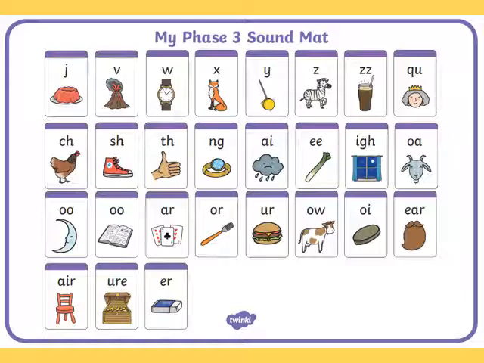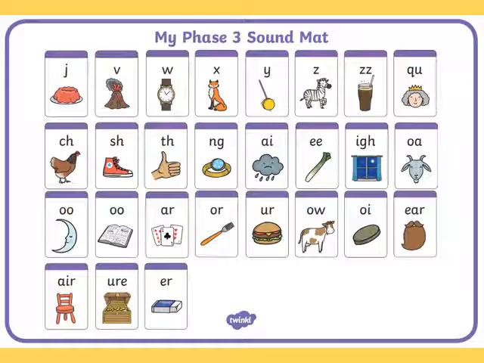The E, A, R making an ear sound. The A, I, R is air. The U, R, E is your. And the E and the R is an er sound.